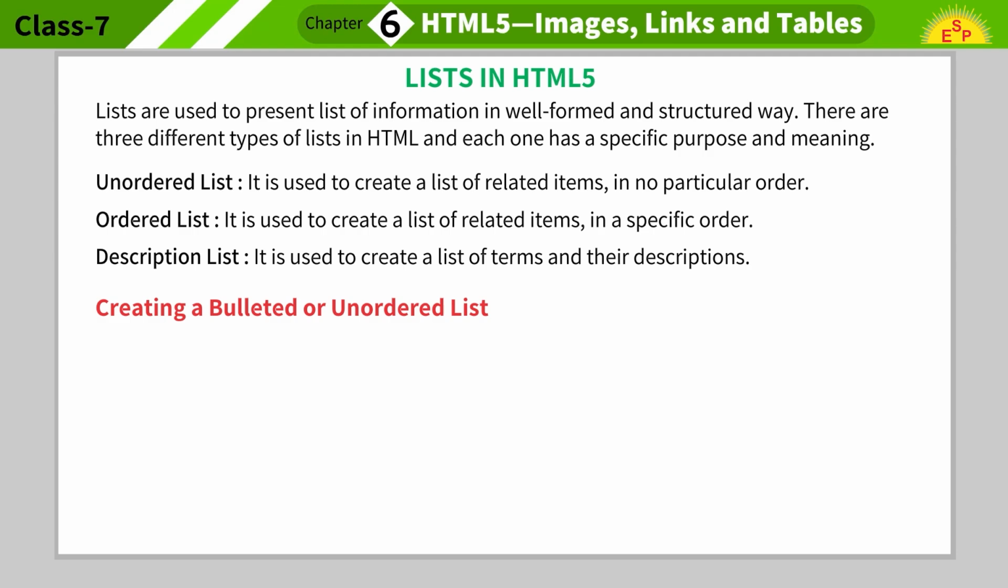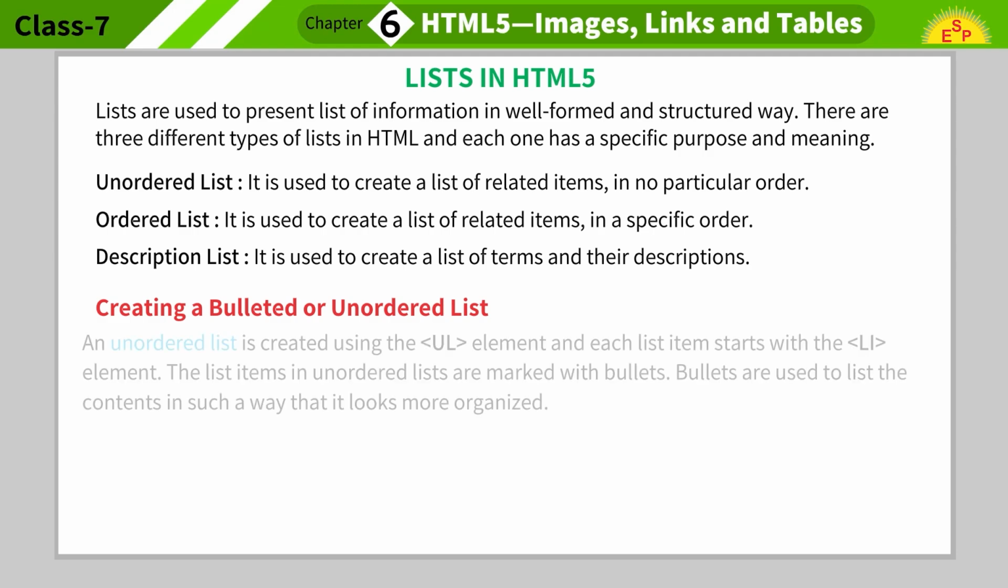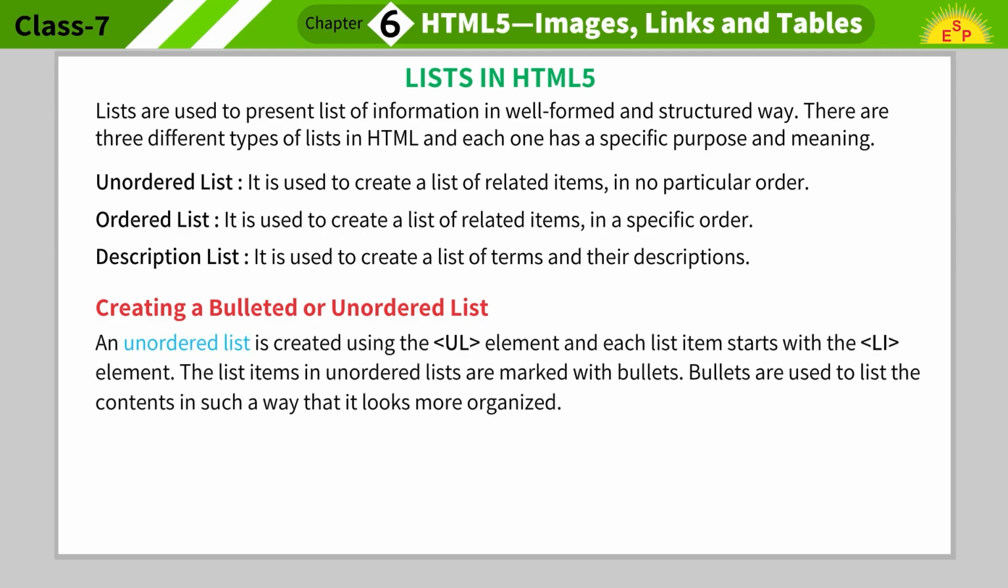Creating a bulleted or unordered list. An unordered list is created using the UL element and each list item starts with the LI element. The list items in unordered lists are marked with bullets. Bullets are used to list the contents in such a way that it looks more organized.